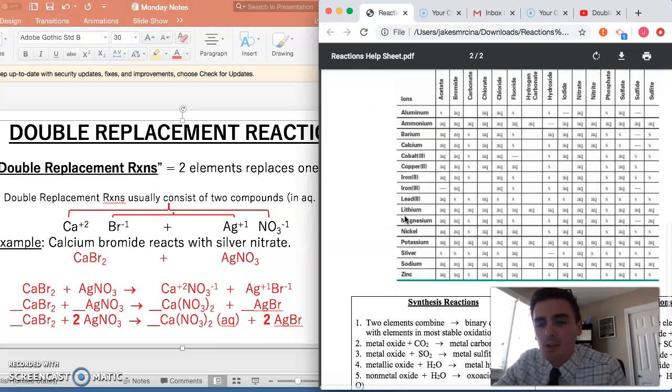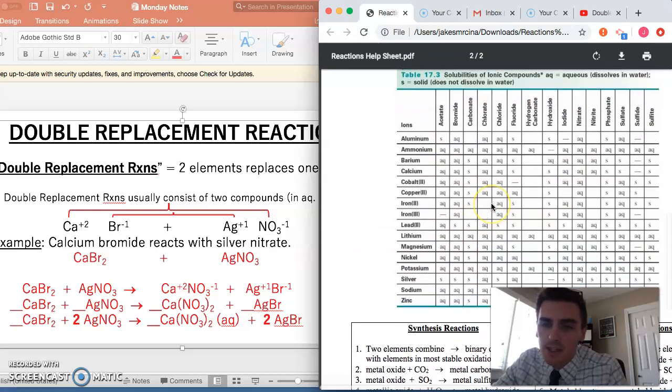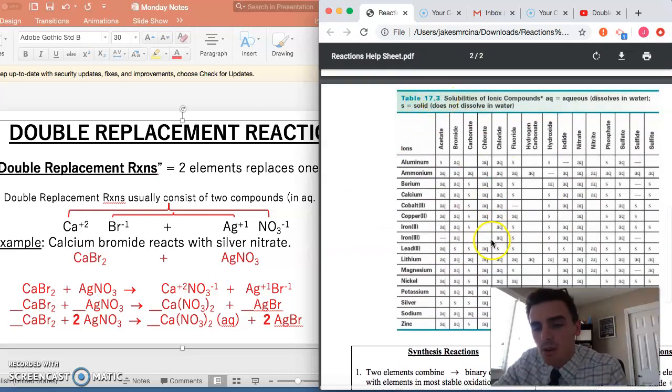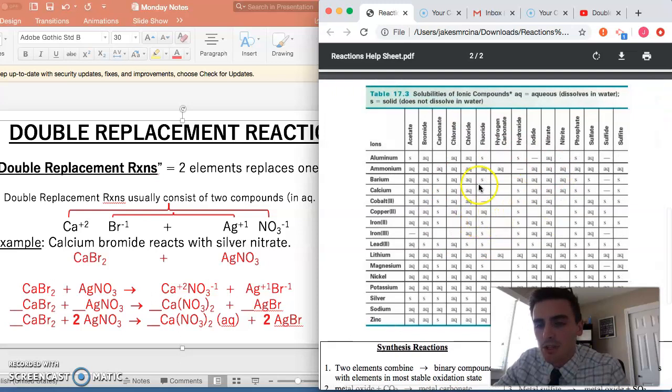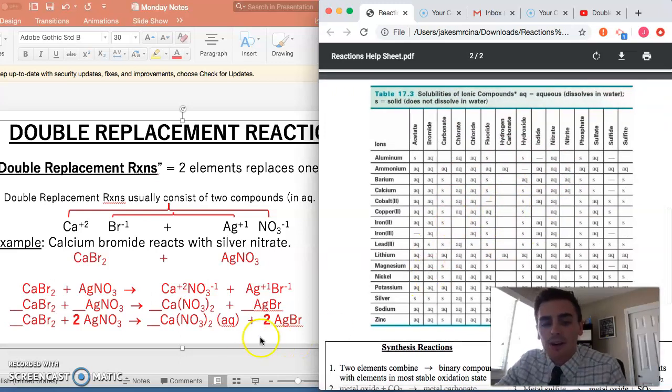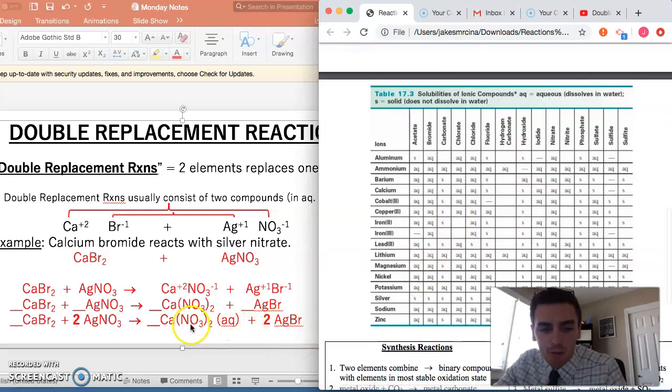The back side is probably the one you're going to like more because what you'll end up doing here is using table 17.3 at the top. This is called your solubility chart, and you're just going to crisscross to go find stuff out and predict what these would be. So for instance, here's calcium nitrate. If I look at calcium and I go over and I find where nitrate comes down, what two letters are right there? AQ. That shows us that this would be an aqueous compound that would be dissolved in water.